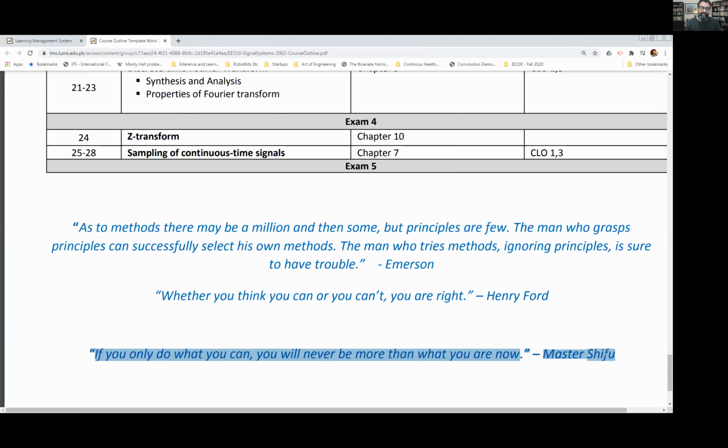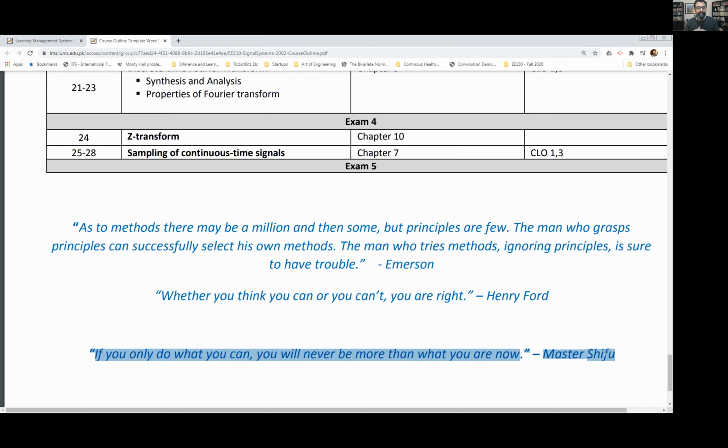I'm not sure if you would have been able to see my expressions there, but they were of surprise, perhaps a positive surprise. And I would like to think the reason he called me Master Shifu is not because of my beard or because I'm not that tall. It's rather because I quote Shifu a lot.